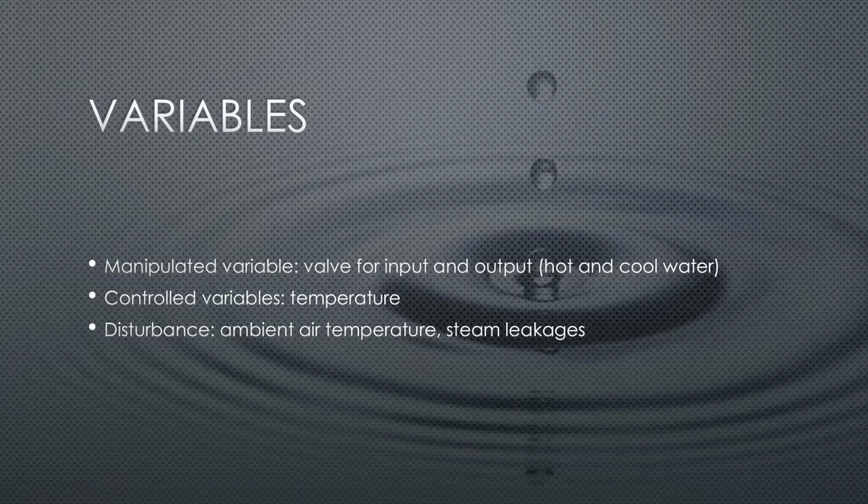The manipulated variable is the valve for input and output of hot and cool water. The controlled variable will be the temperature, and last, the disturbance will be the ambient air temperature and the steam leakage. We are now focusing on the temperature control, and we will continue to see how it works.